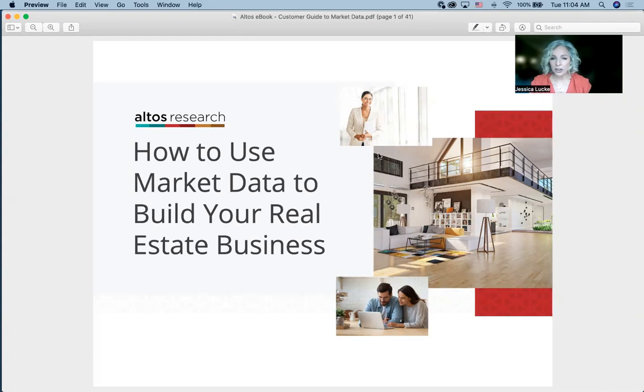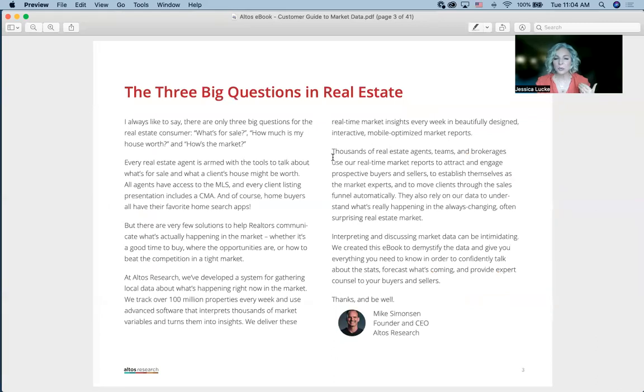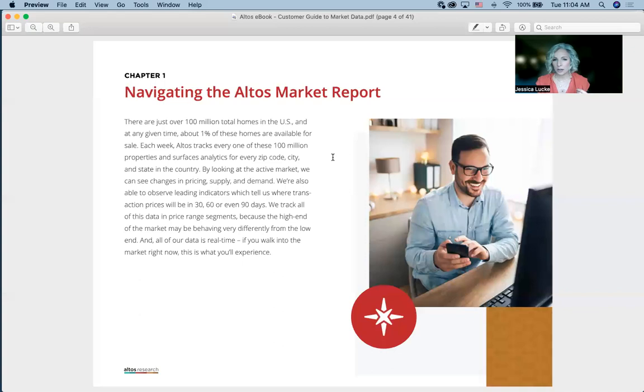So what you're seeing here is our ebook, and I wanted to share with you that we do have this great resource, and I'm going to share with you how to go about finding it. This here is our ebook, right? And this is how to incorporate market data into your real estate business. This is a really great ebook. I promise it's not a snooze fest, right? It'll give you some great ideas of how to incorporate it, but really solidify what we talk about today.